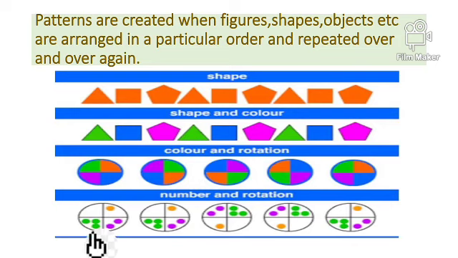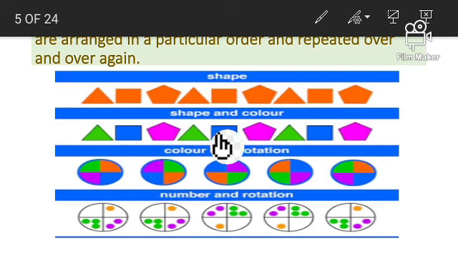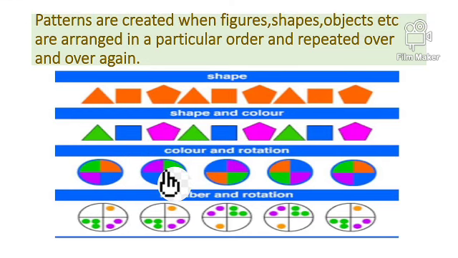In this picture, you see a triangle, a square and a pentagon. Again a triangle, a square and a pentagon. So here these shapes are arranged in a particular order and repeated over and over again. In this picture, patterns are created with different shapes and colors. And here the patterns are created by the rotation of the colors.